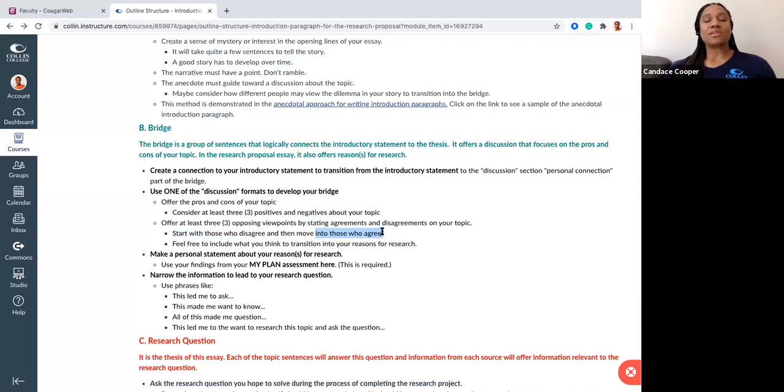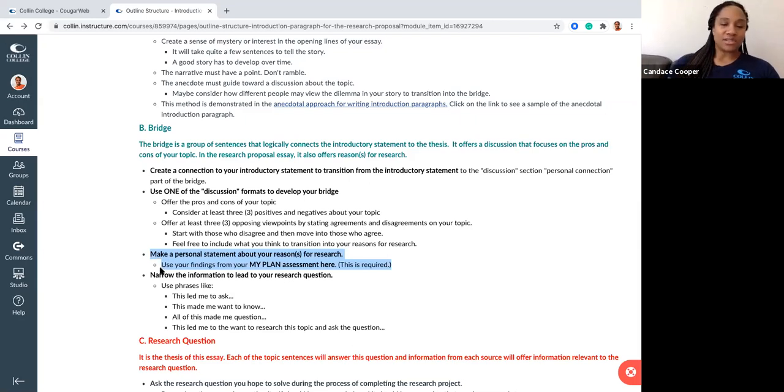Okay? And the reason you want to do that is because if you move to those who agree with you, then it moves you nicely into your personal reasons for research, because now those 2 things are connected, right? And so you can easily move out of this particular point of view that agrees with me, and this is the reason why I conducted this research, or this is the reason why I chose this topic.